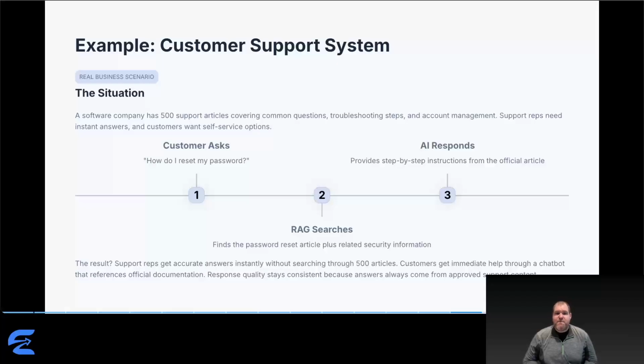The value here is massive. Support reps get accurate answers without manually searching through hundreds of articles. Customers get immediate help through a chatbot that's grounded in real support documentation. And response quality stays consistent because answers always come from approved content, not from reps' imperfect memory or AI making things up. This scales effortlessly as your support library grows. 500 articles or 5,000. Same system, same speed.